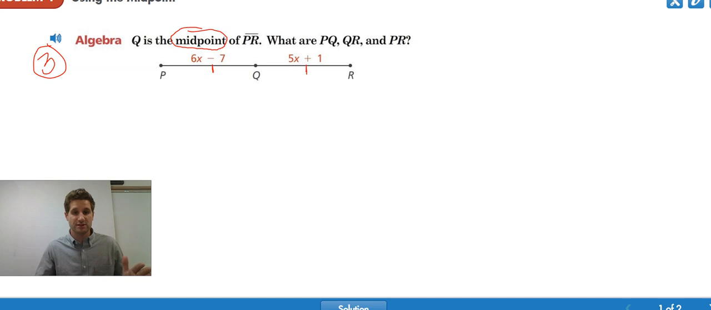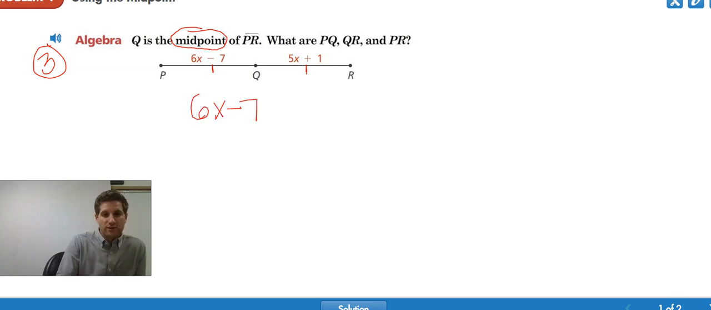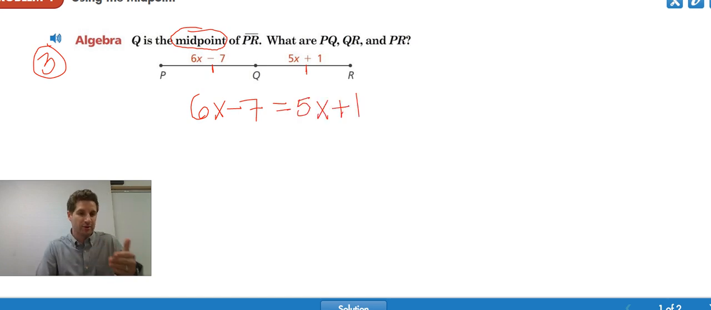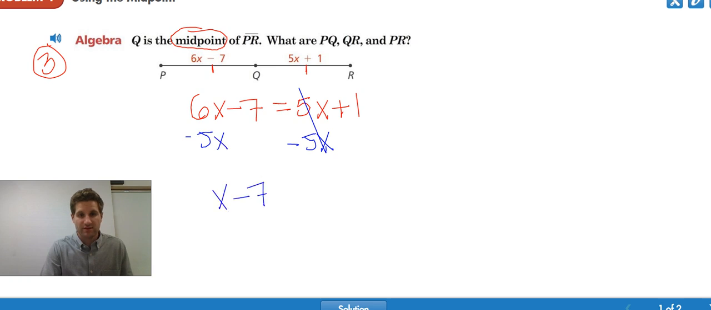Here, I don't know the total distance of PR, but I do know that Q is in the middle, which makes it two congruent segments. So I can actually set these two equal to each other. Okay, and I'm just using vocab to help me look at a picture and come up with an equation. That's the majority of what we're going to be doing in geometry. Okay, so we got an equation. I'm going to go ahead and use my algebra skills. I know I'm going to move the smaller x first. Makes my life easier. Okay, we get x minus 7 equals 1. I'm going to add the 7 over, and that's plus 7. And we get x equals 8.